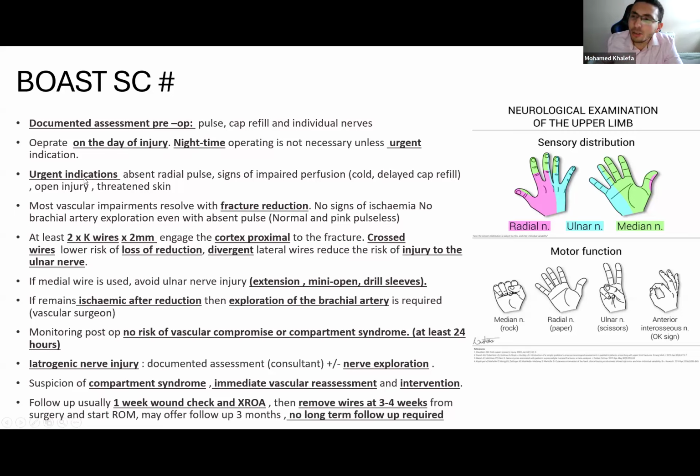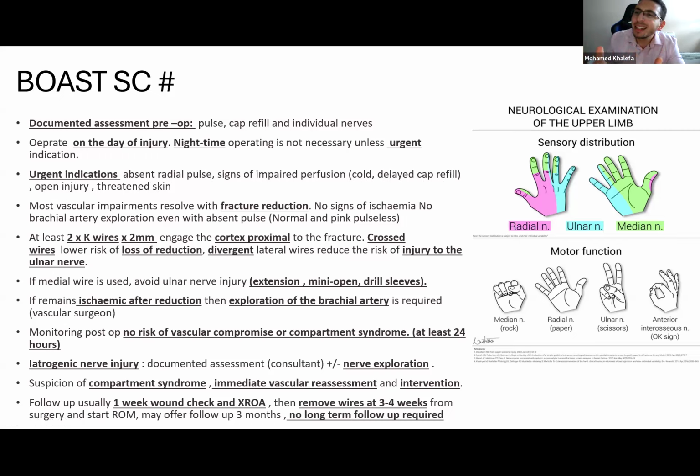Urgent indication means this has to go to theatre immediately, okay? So an absent radial pulse, regardless of whether the limb is perfused or not, pink or pale. Signs of impaired perfusion, so if it's cold or has delayed capillary fill, even if there's a pulse but it looks not well perfused. An open injury, obviously, and threatened skin. So these are the indications. You have to know that most of these are not because the artery is torn.